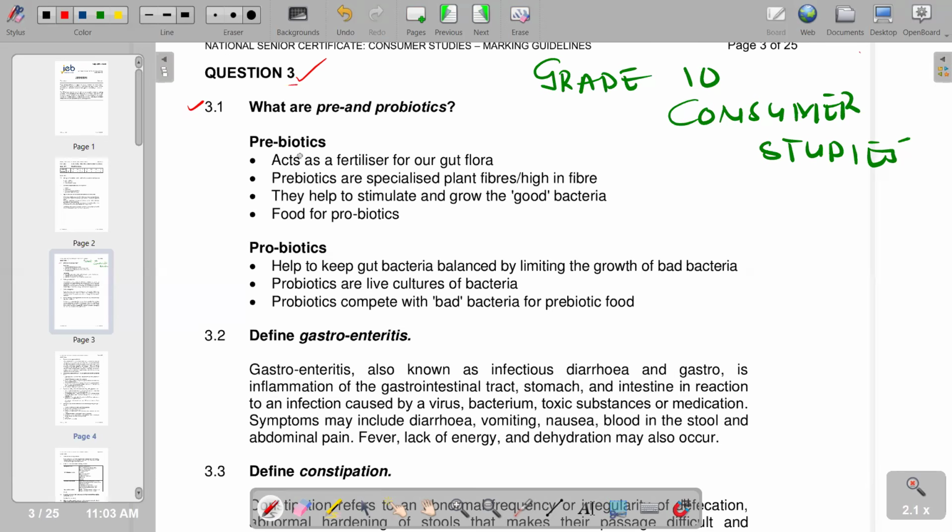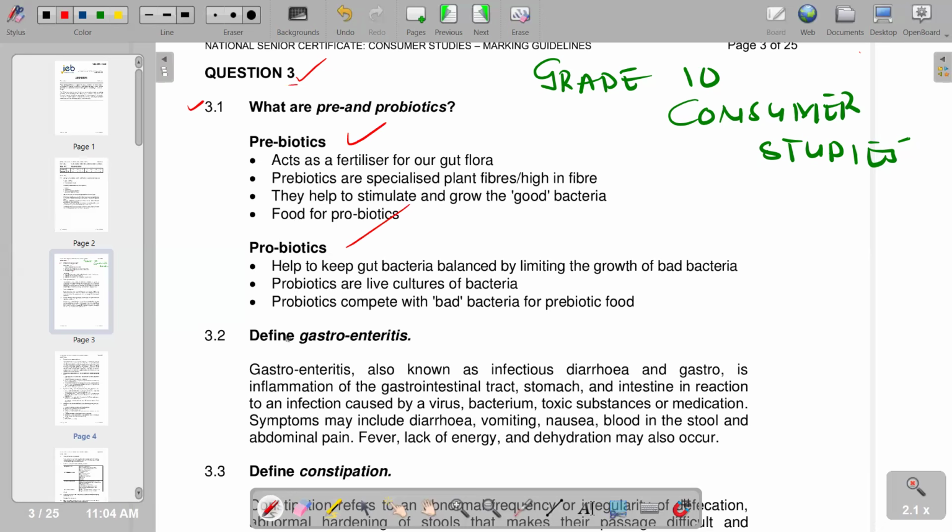So in terms of prebiotics, they act as a fertilizer for our gut flora. And also, we've got a second point: prebiotics are specialized plant fibers or high in fiber. Of course, we also have the explanation on the probiotics. So probiotics help to keep gut bacteria balanced by limiting the growth of bad bacteria. Also, on the second point, probiotics are live cultures of bacteria. So this is the explanation that we have in terms of prebiotics and probiotics.